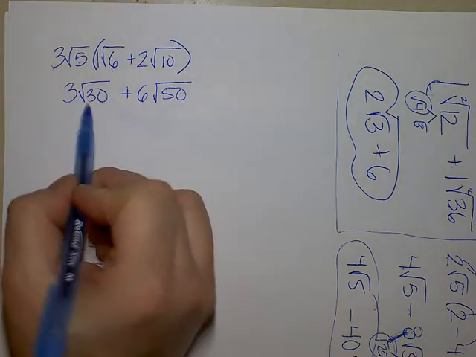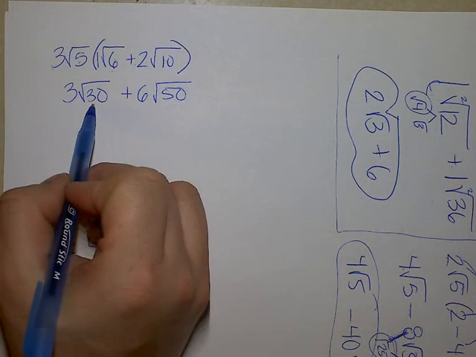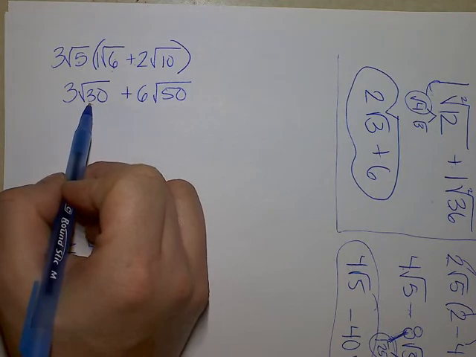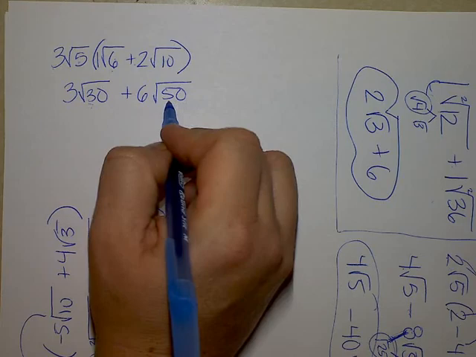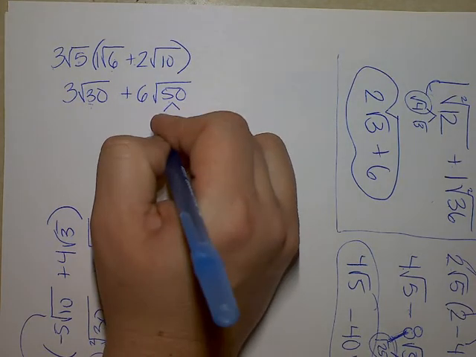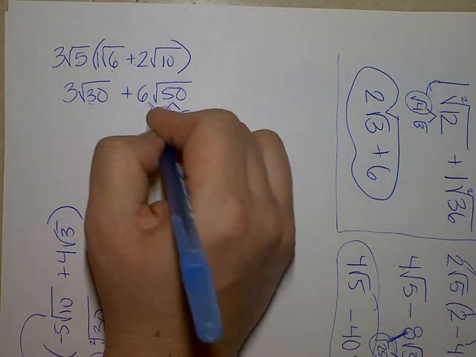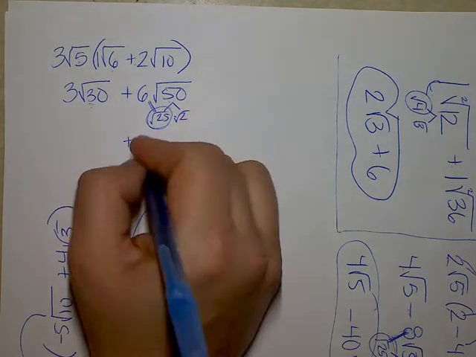Find 30 on the nth root being 2. Look at everything to the left of it. Do any one of those numbers nicely divide into 30? Nope, so this cannot be reduced. Find 50. Do any one of the numbers nicely divide into 50? 25 times 2. The square root of 25 is 5, and 5 times 6 is 30.